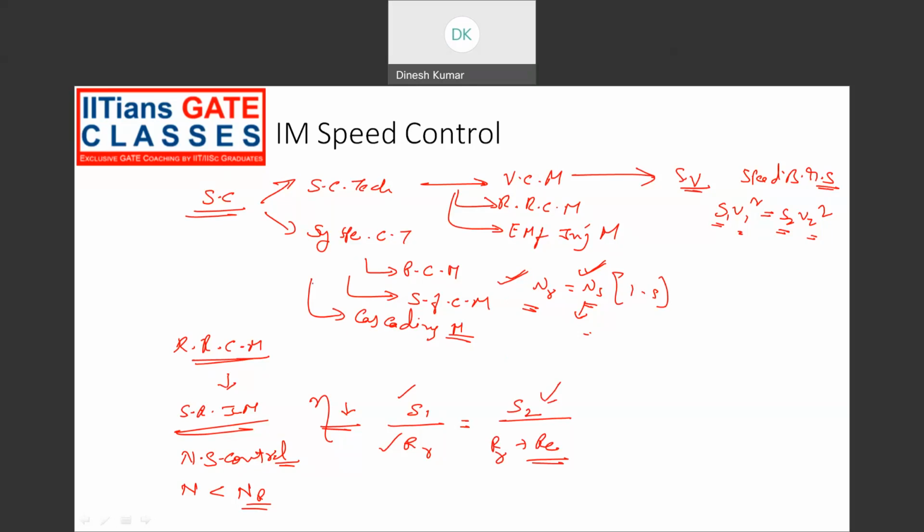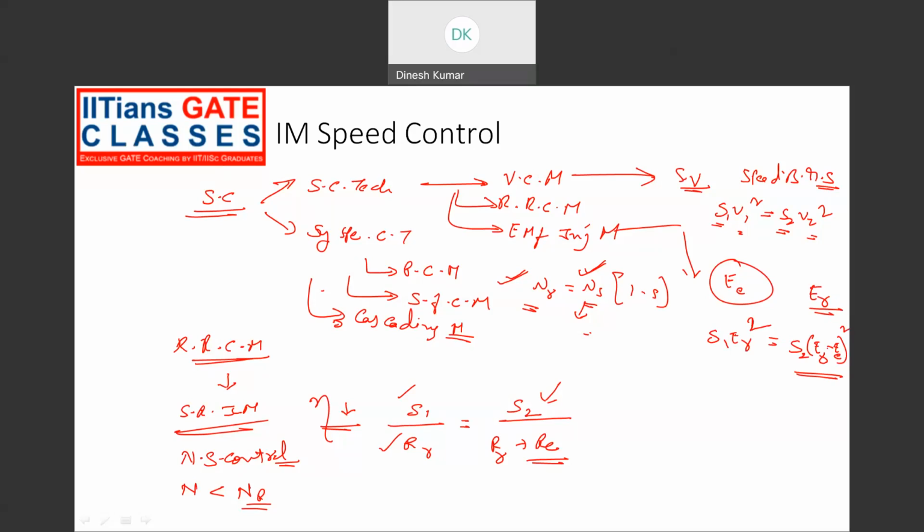Next, we have an EMF injection method. In EMF injection method, generally an external voltage EE will be inserted into the rotor circuit. Let's say our actual rotor voltage is ER. The condition to be satisfied for this speed control is S1 ER square, the initial slip and rotor voltage square, equal to S2 into ER minus EE square. Using this method, speeds above rated speed can be achieved.